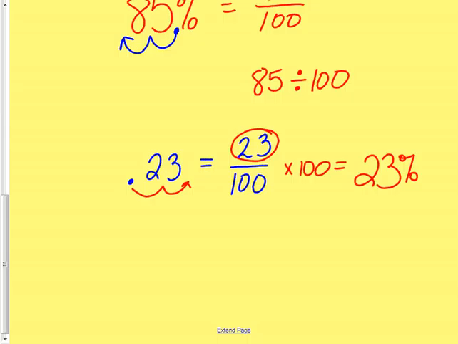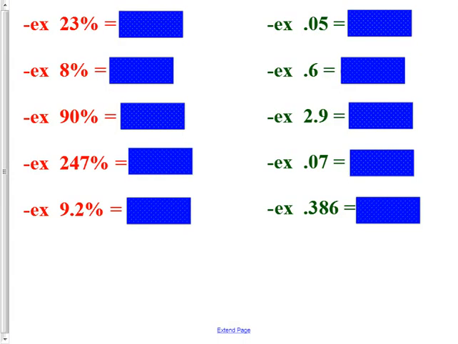So take a minute now, look at these examples, and see if you can figure out what they would be if you change the percents to a decimal, and then if you change the decimals to a percent. Hit pause while you're doing it, and then hit play when you're ready to check your answers. All right, so here's what your answers should be.